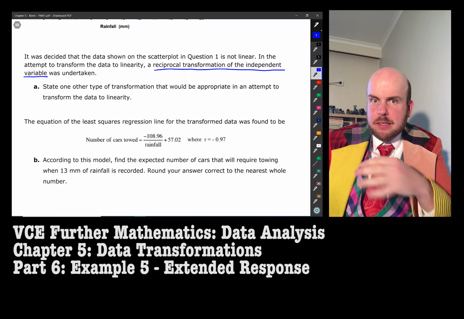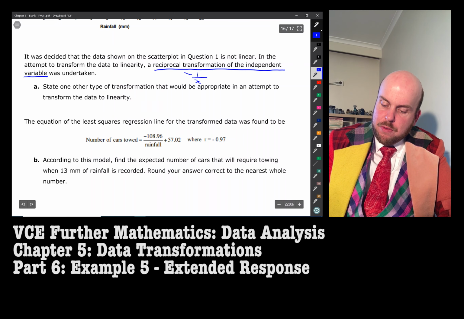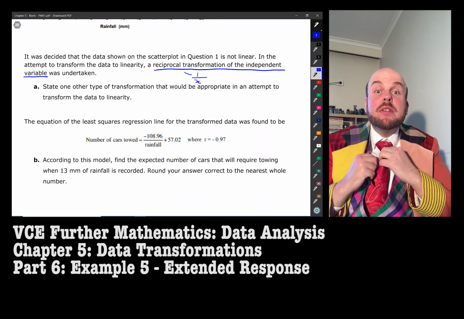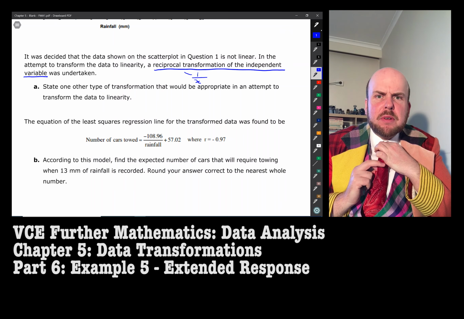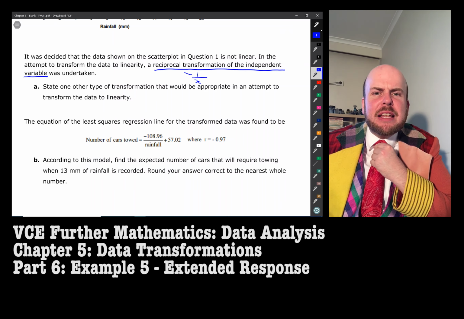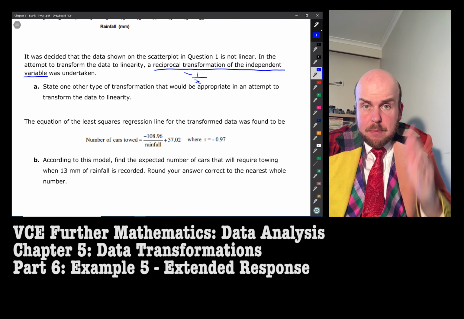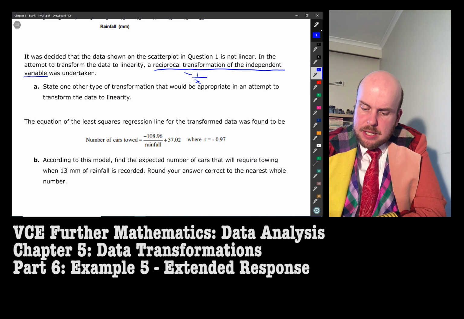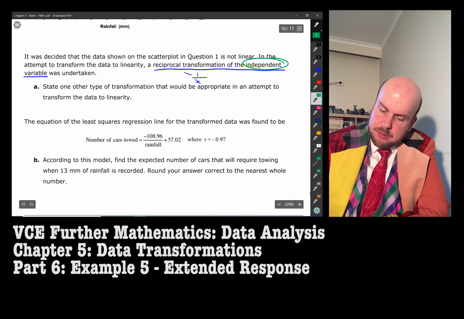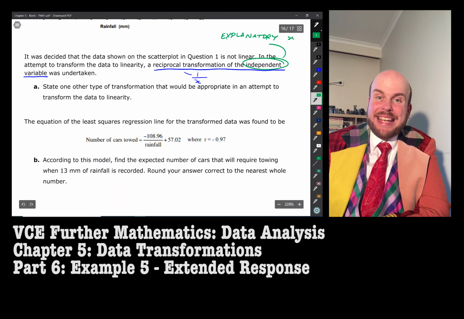No, what that means is that we're going to do a 1 over x transformation. Remember, as soon as you see the word reciprocal, that means 1 over whatever it is. And the independent variable, as soon as you see independent, that's the same as saying explanatory. And that, of course, is going to be x.